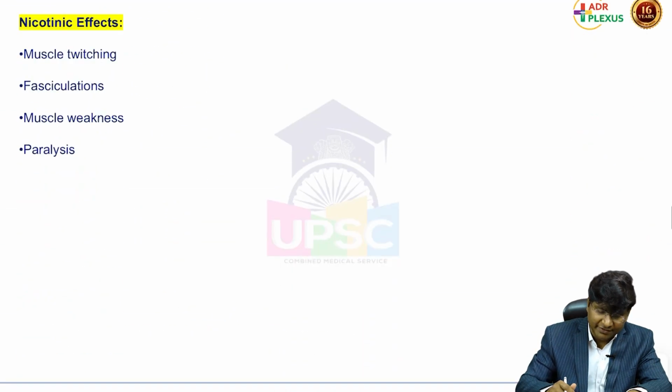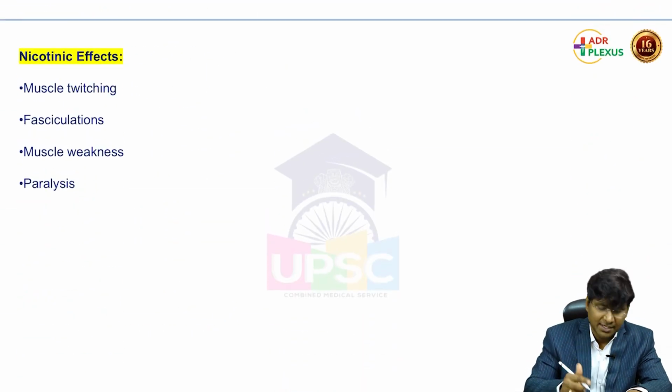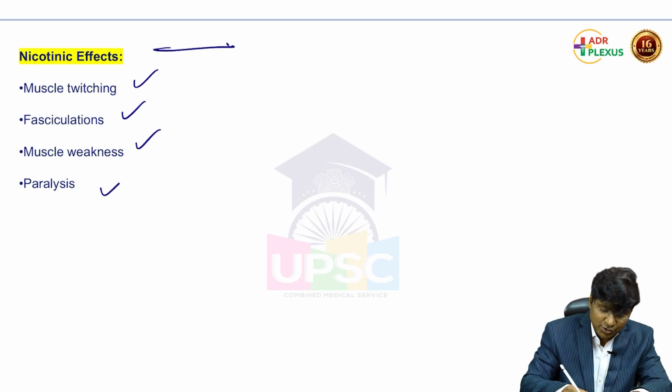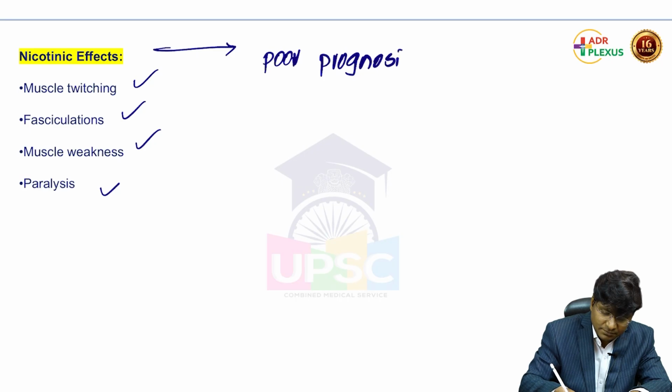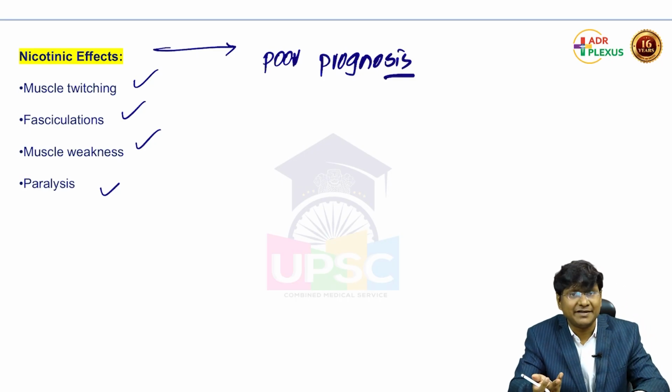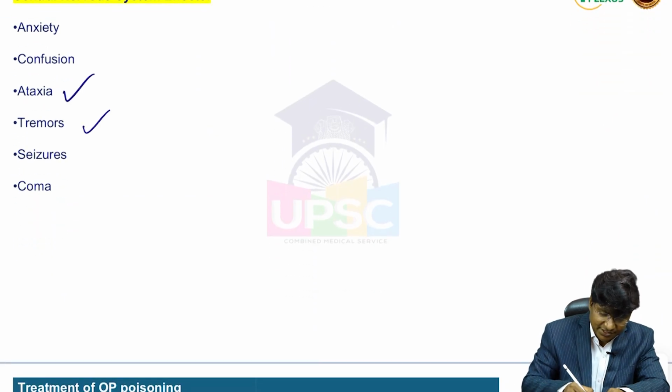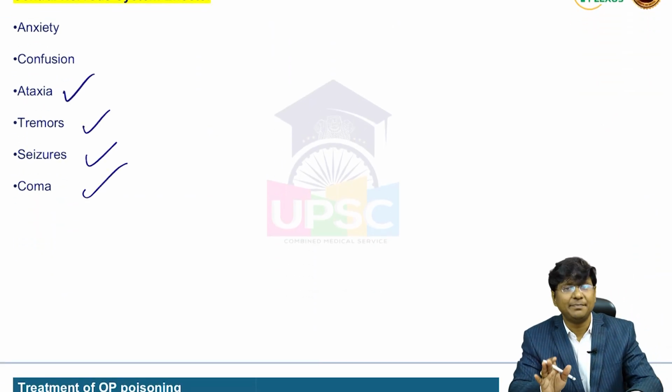Then what are the nicotinic effects? That is mainly fasciculations, right? Muscle twitch, fasciculation, muscle weakness, and paralysis. And once these patients develop nicotinic effects in case of organophosphorus poisoning, they are considered to be the ones with poor prognosis. This is very, very important. Then what are the central nervous system manifestations? That includes anxiety, confusion, ataxia, tremors, seizures, and finally the individual will end up in coma.